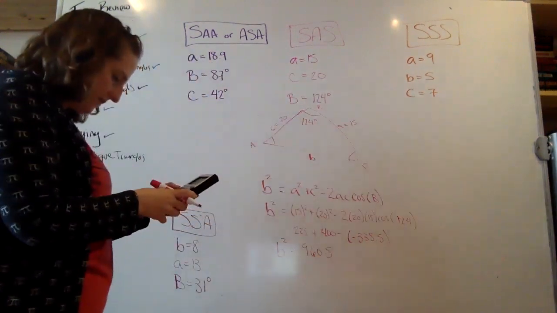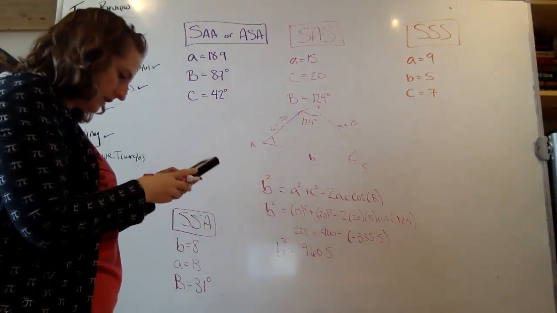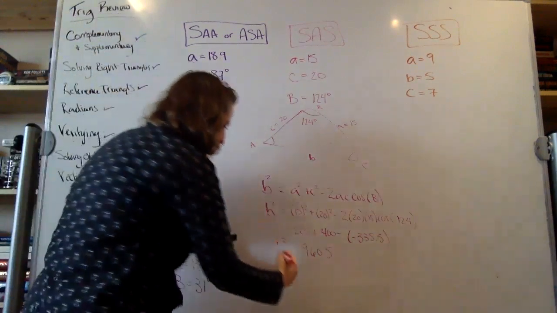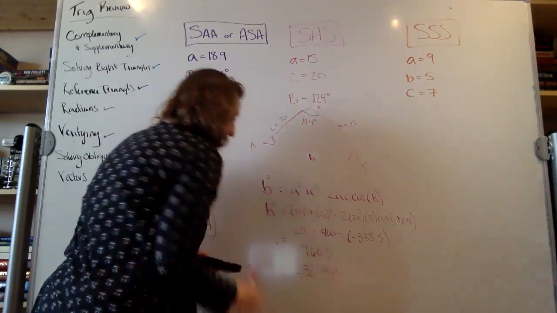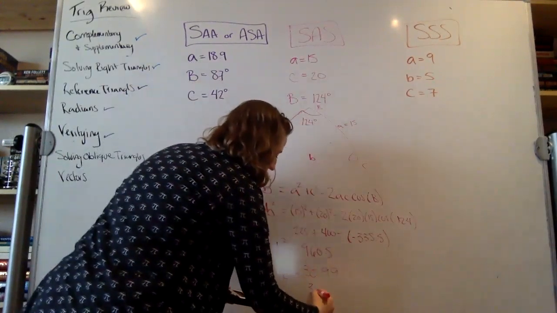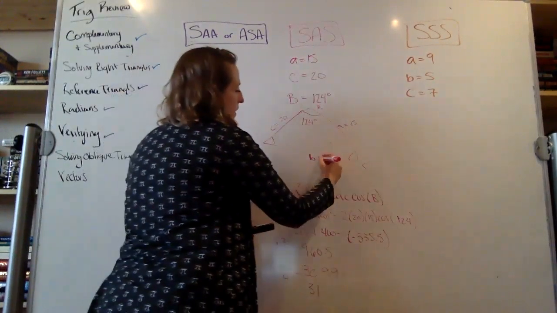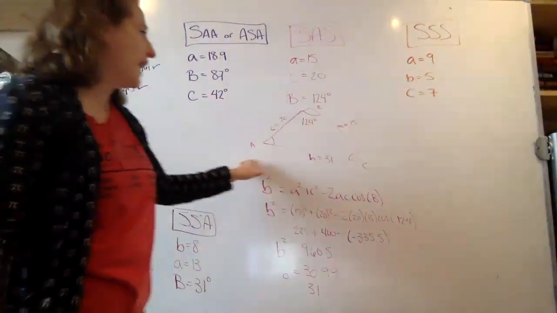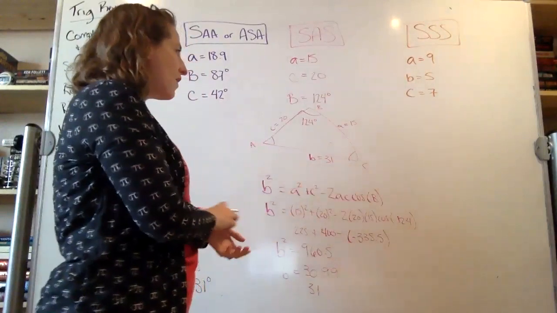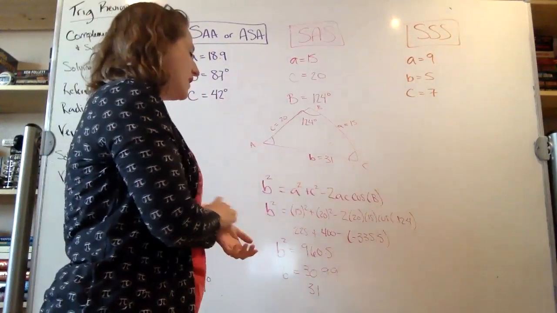Square rooting that gives me B equals 30.99, which if I'm rounding to the nearest tenth is going to round to 31. So now we know our B is 31. Okay, now let's figure out either our A or our C. We can figure out A or C using the law of sines.